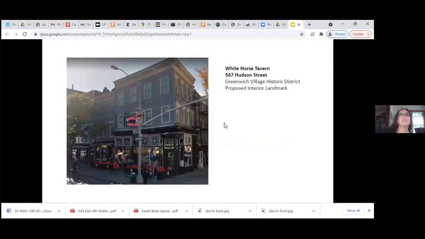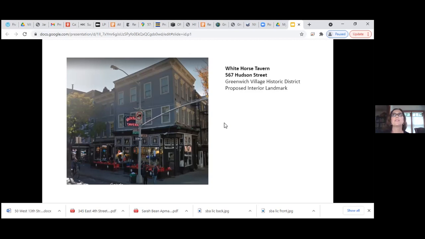So now we'll move on to another. This is the White Horse Tavern, located at 567 Hudson Street. It is part of the Greenwich Village Historic District, and we proposed the White Horse Tavern specifically as an interior landmark. This is a 19th century wood frame house. And according to its owners, the White Horse Tavern dates back to 1880.